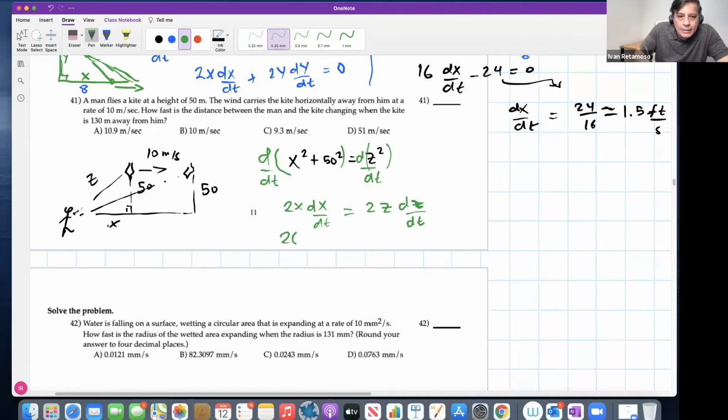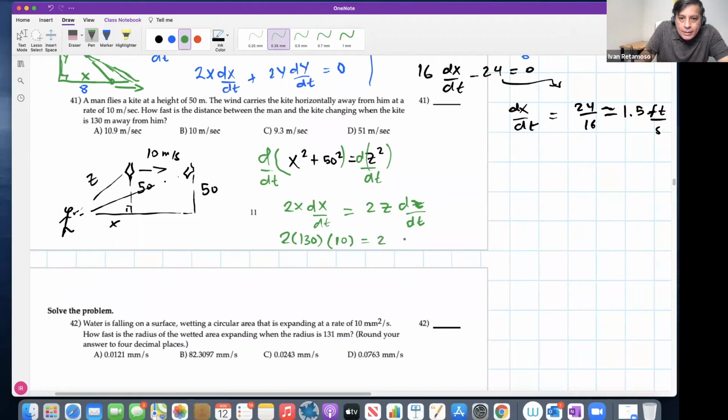Now substitute what you have, and find what you don't have. Twice x. What is x? This distance. They say you're supposed to find how fast the distance z between the man and the kite is changing when the kite is 130 meters away from him, when this is 130 meters. So 130 there. dx/dt is the horizontal rate of change, 10.